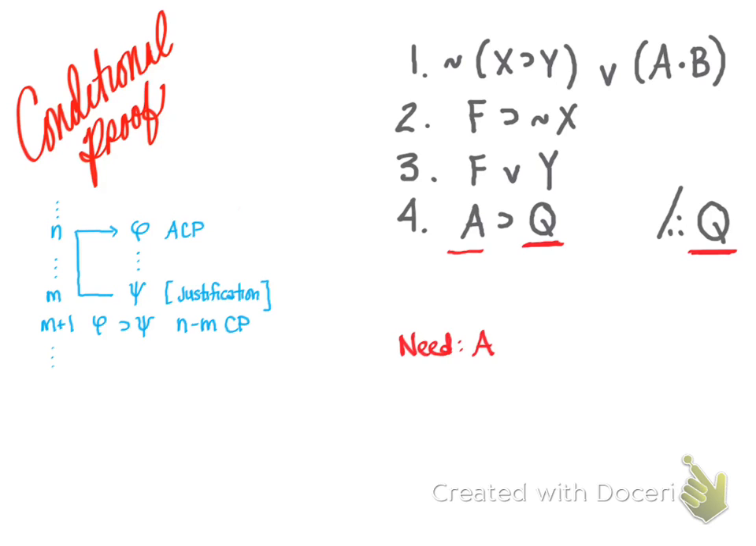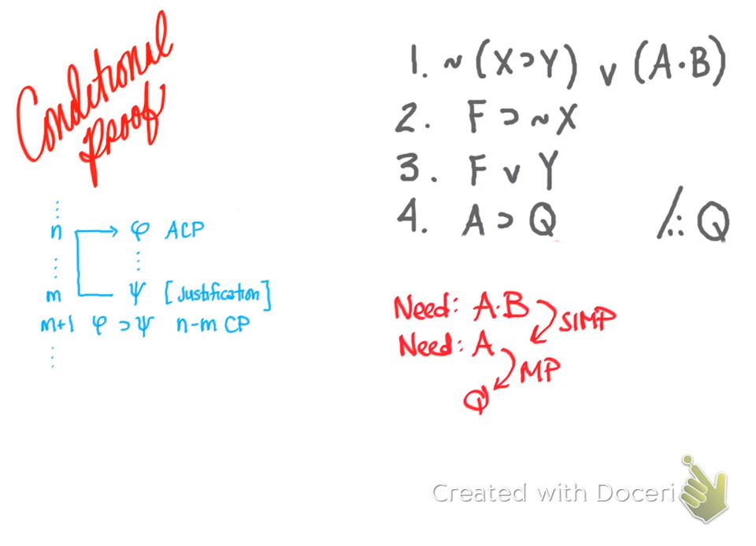Well, where is A in the premises? A is up here on line 1, and in particular, it's part of a disjunction. It has two parts, and A is part of one of those parts. So if I could get one of those parts on its own line, then I could use the simp rule to get A, and then modus ponens to get Q.